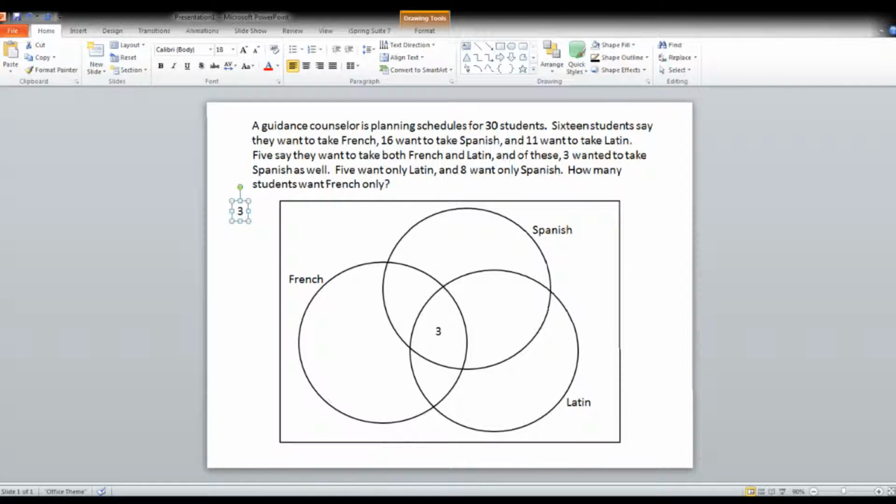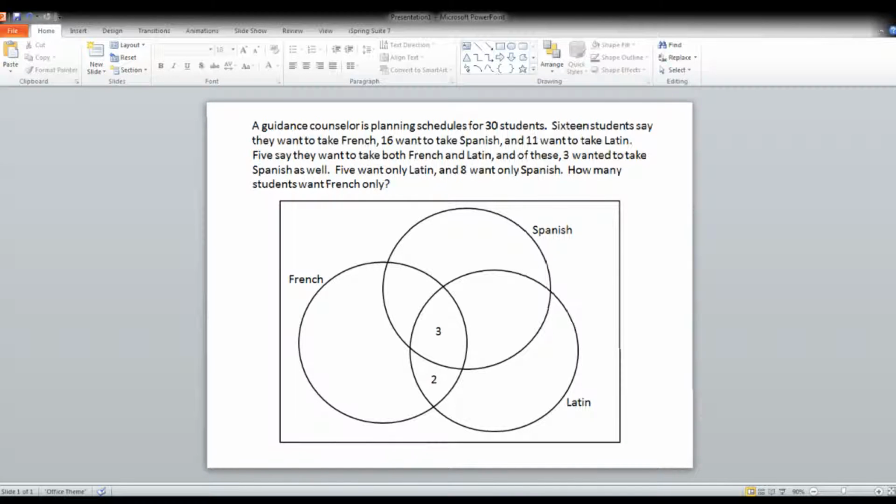Let me set that up so that these things come up over here so that it doesn't get too confusing. There were 5 people who want to take French and Latin, and 3 of them want to take Spanish as well. So of the 5 people who want to take French and Latin, there's only 2 that just want to take French and Latin, that don't want to take Spanish. I'm going to grab a 2 and move it over to French and Latin. This is where French and Latin intersect, but they don't intersect Spanish, so that's just French and Latin.